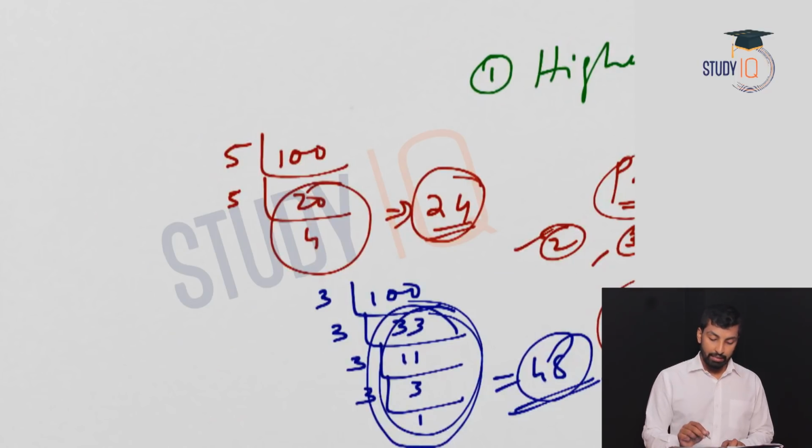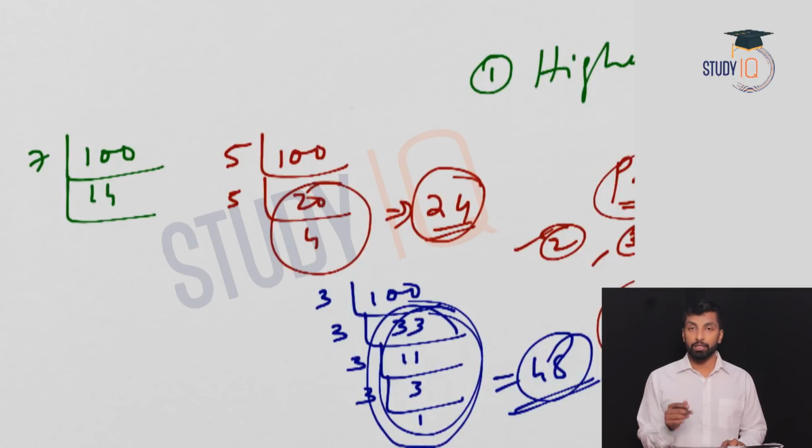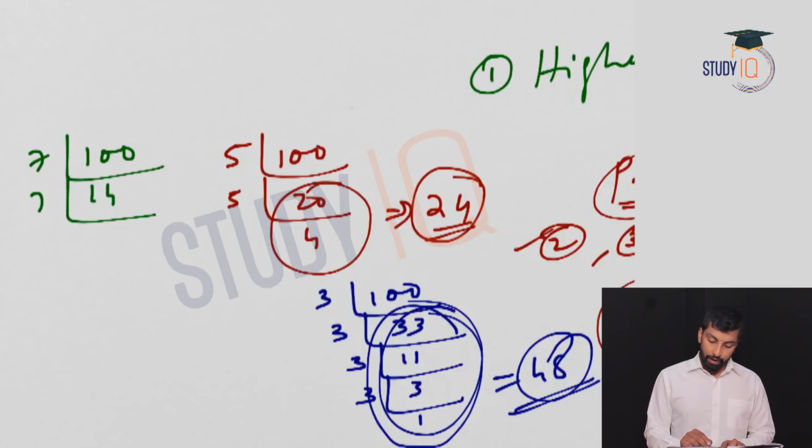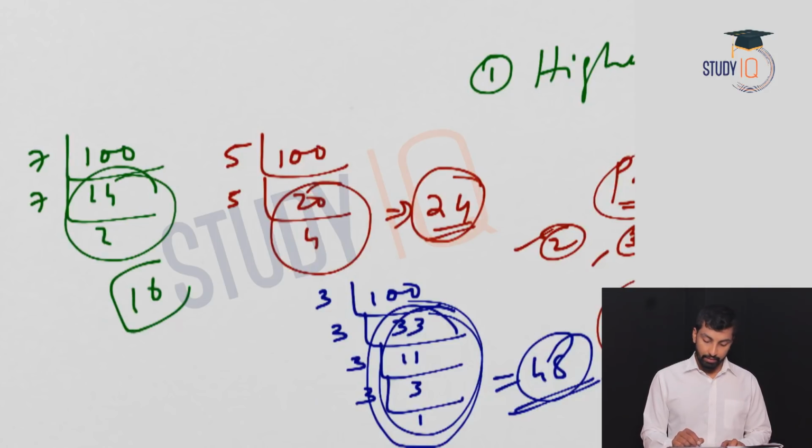If it is 7, how many 7's are there in 100 factorial? Divide by 7. So what do you get? You get 14 here, right? Because 14 into 7, 98. Divide with 7 again, you get 2. So how many 7's are there? 16 7's are there. Now, how are you getting the 16 7's?